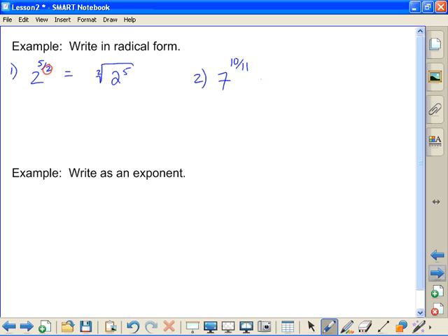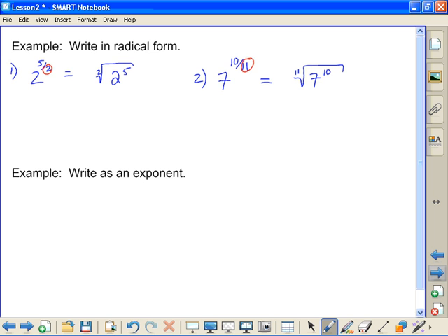Similarly, with 7 to the exponent 10 elevenths, here's our radical sign. The denominator, which is 11, we're looking for the 11th root of 7 to the 10. So 11, a number multiplied by itself 11 times gives you 7 to the 10th.